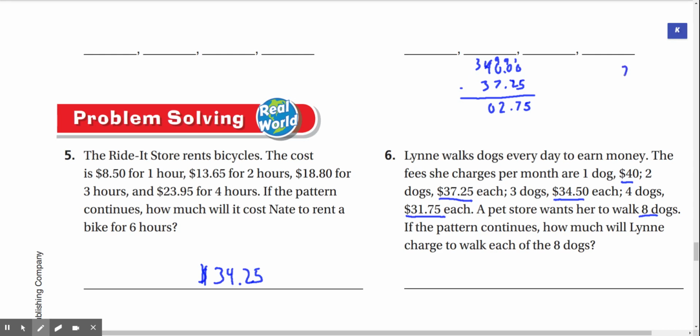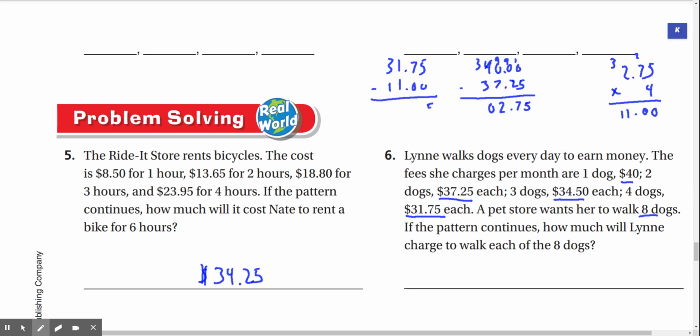So if we do 2.75 times 4, 4 times 5 is 20. 7 times 4 is 28. Plus 2 is 30. 4 times 2 is 8. Plus 3 is 11. So that's $11. That's $11 for the next 4 dogs. And so we're going to subtract 11 from 31.75 to get our rate for 8 dogs.